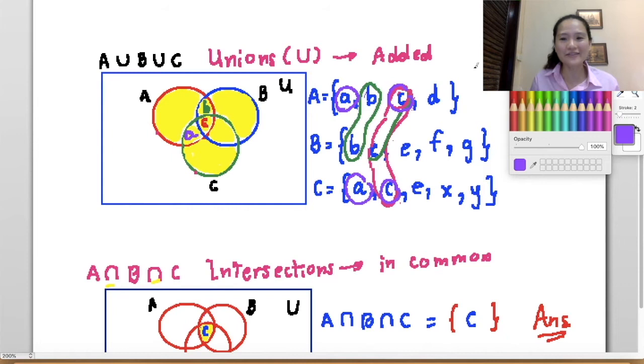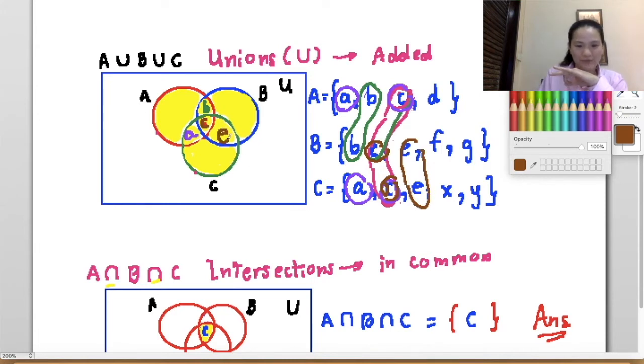Let's go really quick. I use the brown color for B intersect C. Set B intersect set C. So it's here. And you see the one that I try to circle, B, and this one is C. So B intersect C, I know that they have C in common, and we wrote down C already here. And the next one, B and C, I see that they have E here. So I wrote down E here. The rest you will know is quite easy right now.